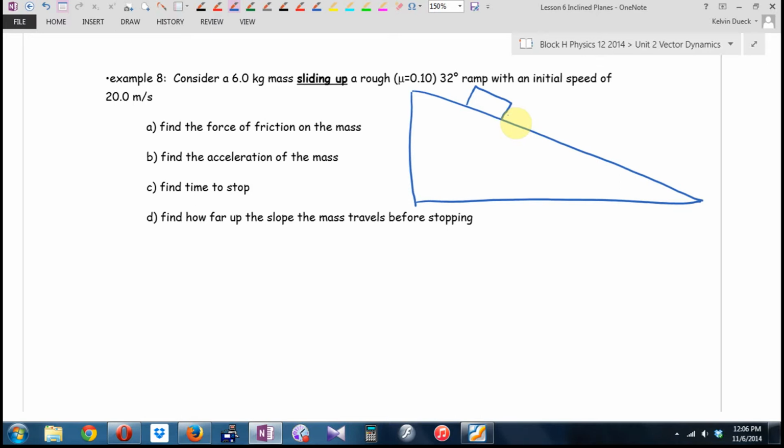And D says find how far. I'll find D. D says find D. If I planned that, that would be clever. I don't think I did, but I'll take that. Okay. There's my diagram. Oh, and 32 degrees.